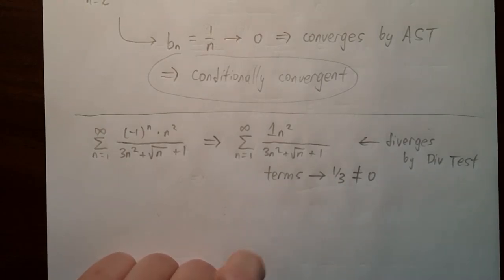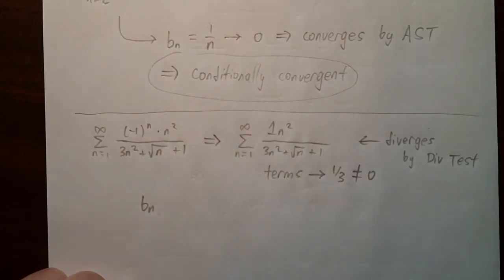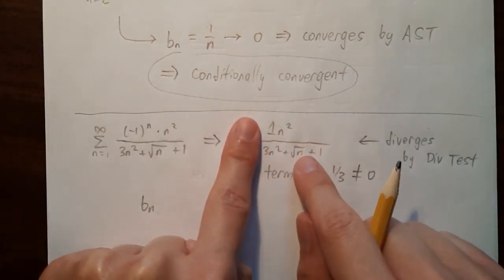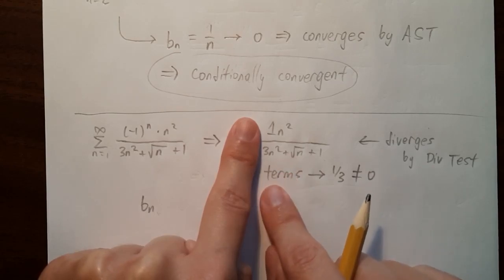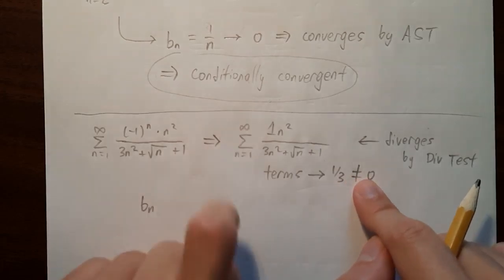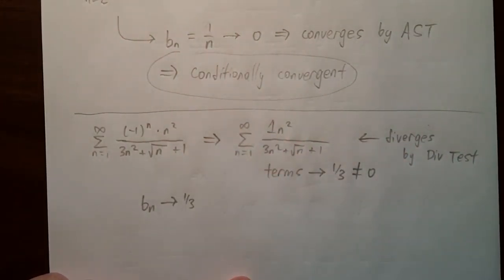All right, well, according to the alternating series test, I need to take a look at the positive version of the terms, b sub n, which, in this case, actually turn out to be the terms we were just looking at. And what did we decide? We decided that the terms, which, again, is the same as b sub n in this case, they went to 1/3. b sub n goes to 1/3 is another way I could have said this thing. And that thing is not 0.